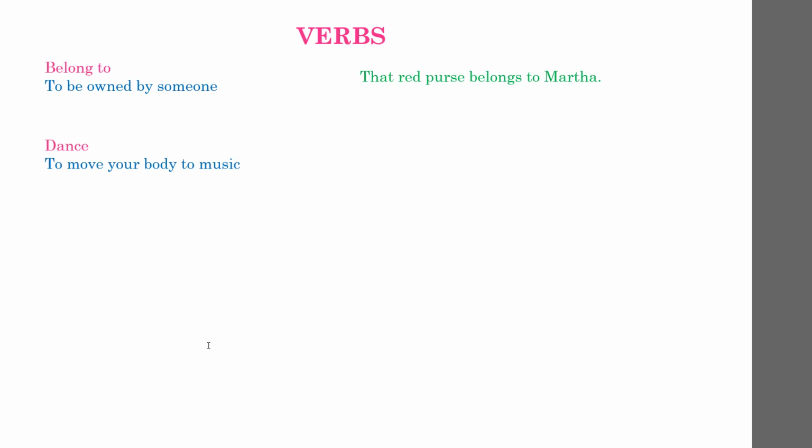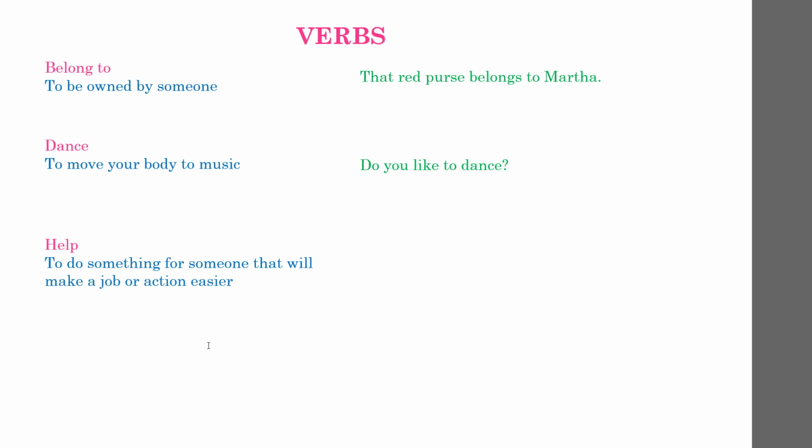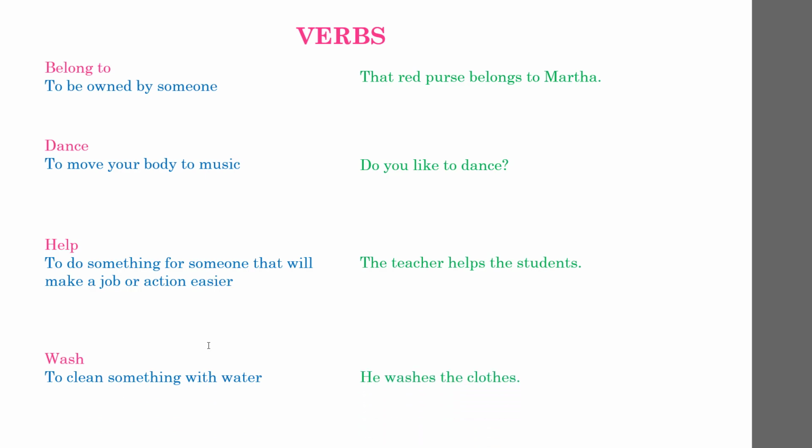Verbs. Certain words can be used as action words. For example, belong: to be owned by someone. That red purse belongs to Martha. Dance. To move your body to music. Do you like to dance? Help. To do something for someone that will make a job or action easier. The teacher helps the students. Wash. To clean something with water. He washes the clothes.